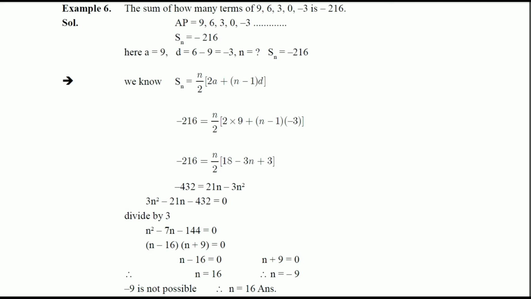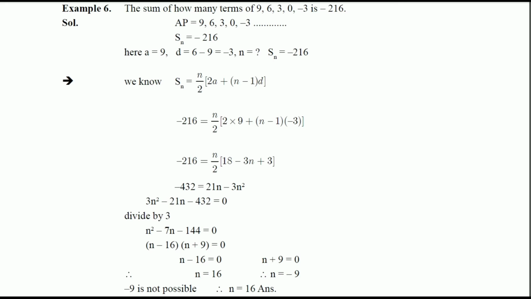Now the solution of quadratic equation we have already discussed, so we make the factors of this equation as (n minus 16) and (n plus 9). Both these factors are written in brackets in product form equal to 0. Equating each factor to 0, n minus 16 equal to 0 gives n equal to 16, and n plus 9 equal to 0 gives n equal to -9. So we have the values of n as 16 and -9.